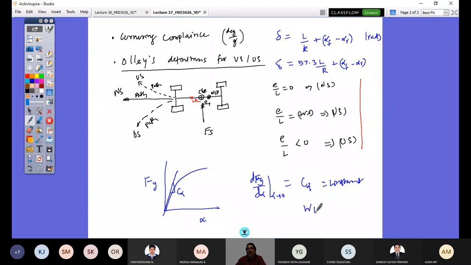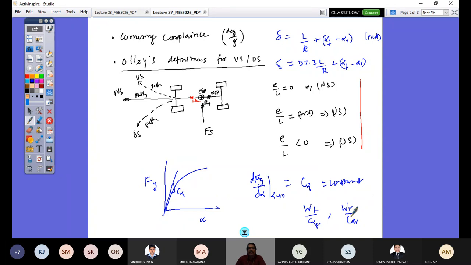So WF by C alpha F and WR by C alpha R are defining tire compliance. If the tire compliance is more in the front axle, it would behave as an understeer vehicle. If it is more in the rear axle, then the vehicle tendency would be more of an oversteer tendency, right? That's what we have understood from this earlier definition also. And in the bicycle model, we have taken this.